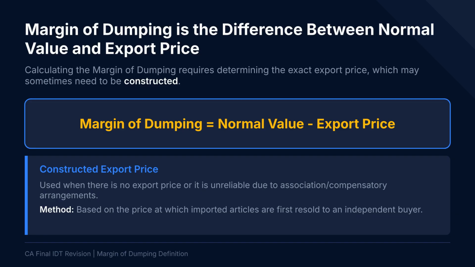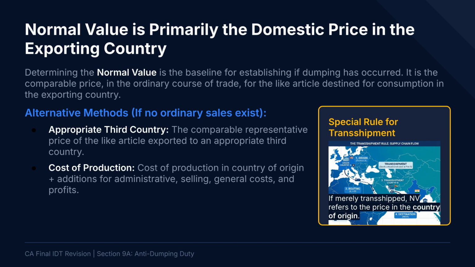The margin of dumping is the foundation of anti-dumping duty calculations. It represents the difference between the normal value and the export price. Sometimes the export price is unavailable or unreliable because of relationships between exporters and importers. In such cases, a constructed export price is determined based on the first resale to an independent buyer. This adjusted figure helps authorities calculate the true extent of dumping and determine whether corrective action is necessary. Normal value generally refers to the price of a like product sold in the ordinary course of trade within the exporting country.